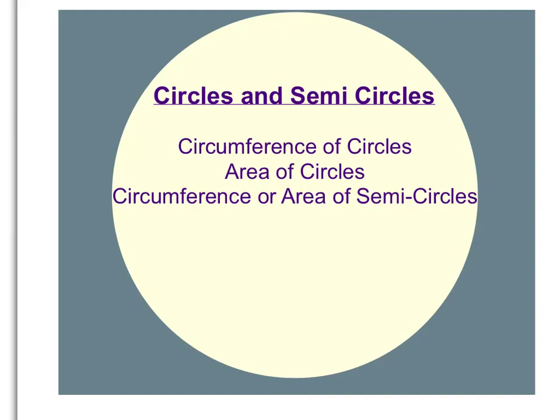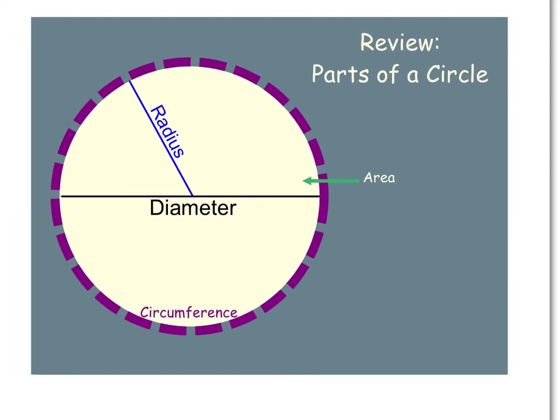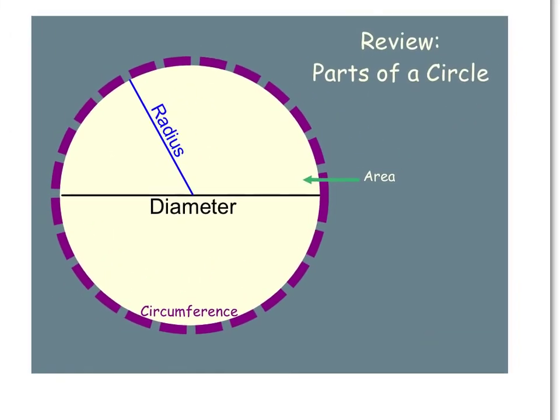All right, I'm going to talk about circles and semicircles, circumference of circles, area of circles, and we're going to do the same thing with semicircles as well. Just really quick reviewing parts of a circle, we have the diameter that goes through the center from side to side, and we have the radius that is half of the diameter. Circumference is all the way around, the distance around, and then area would be the shaded spot in the middle, the area.